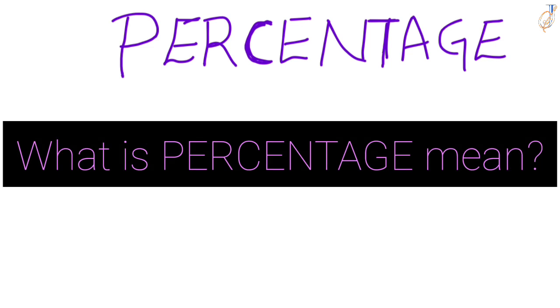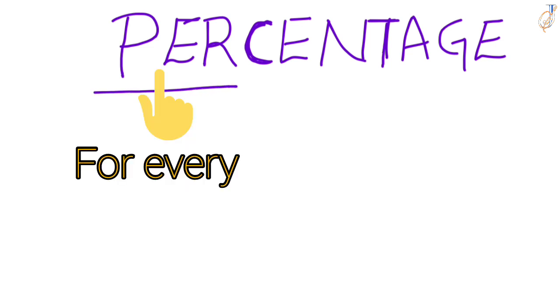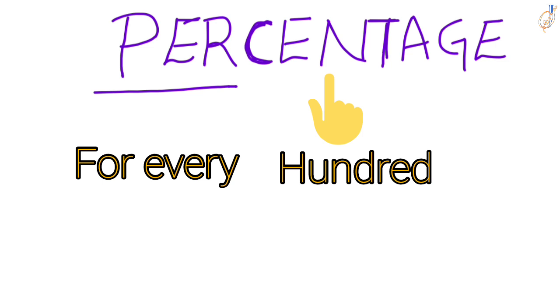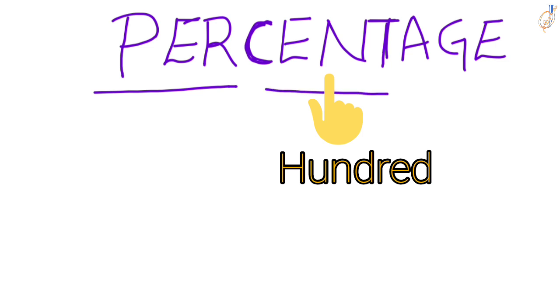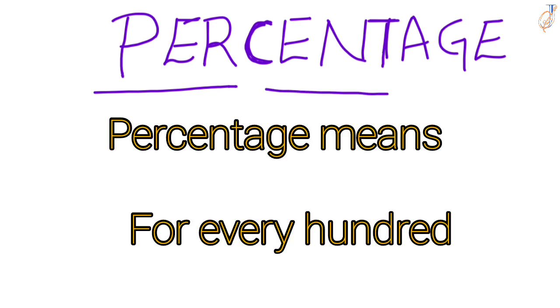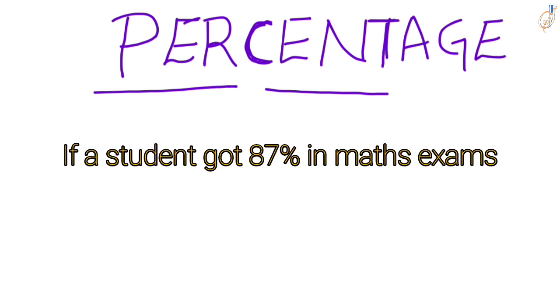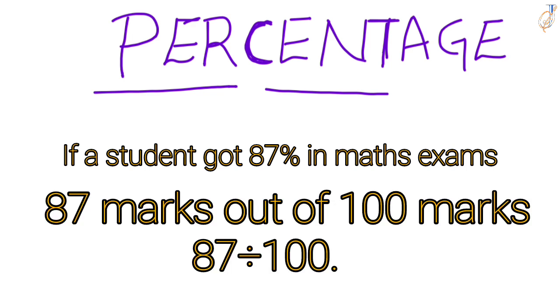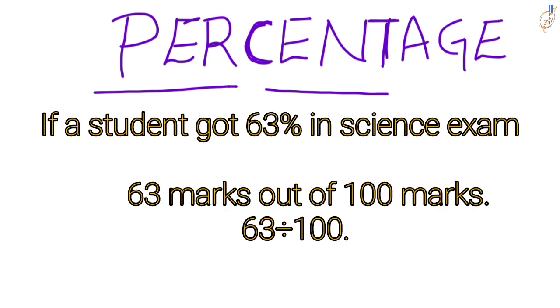Before we start, what does percentage actually mean? Per means for every. Cent means 100. So percentage means for every 100. For example, if a student got 87% in mathematics exams, that means he got 87 marks out of 100 marks. Another student got 63% in science exam, that means he got 63 marks out of 100 marks.